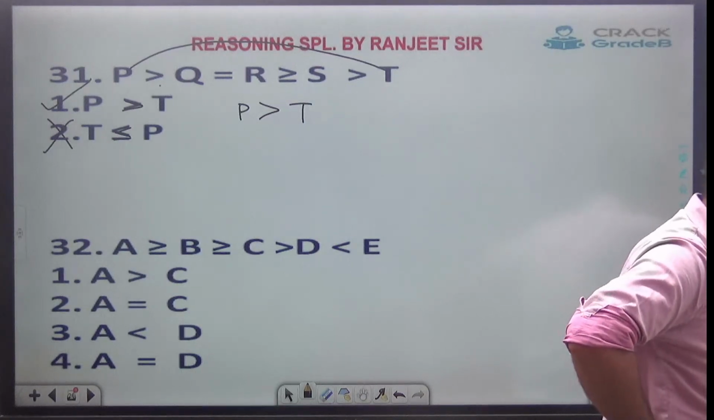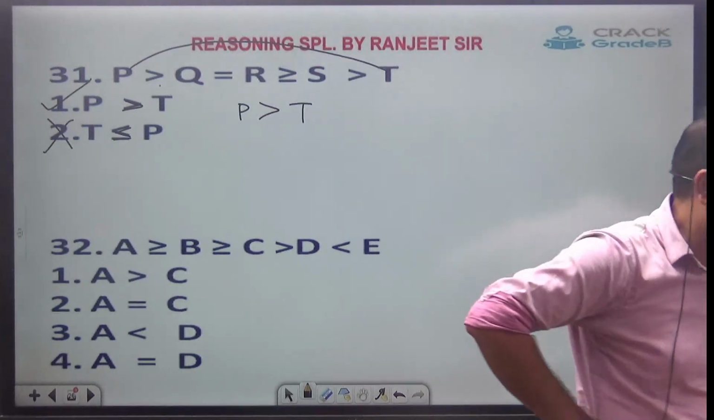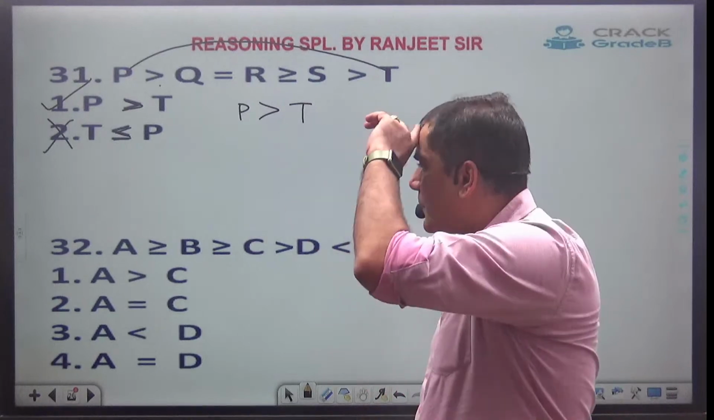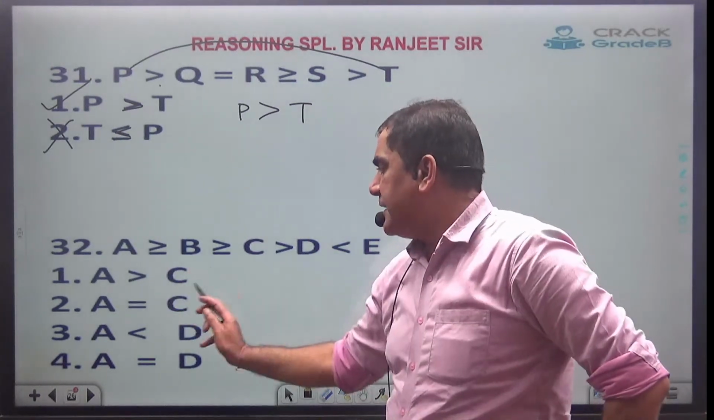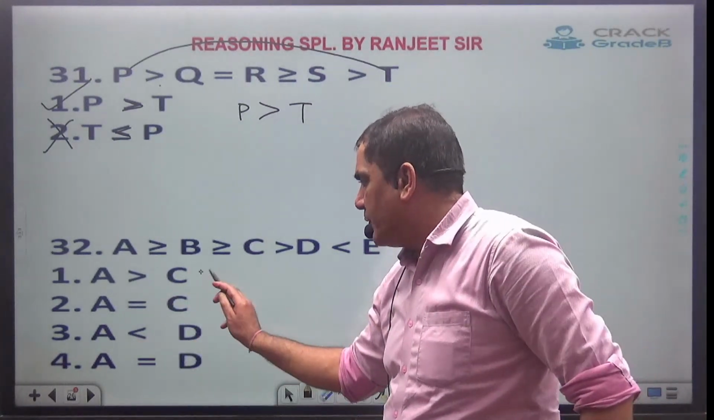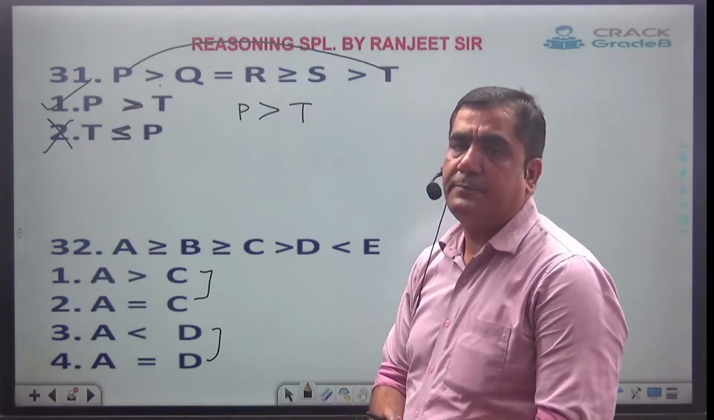Yes, first is correct. Now let's see question number 32. Here what they have given: AC, AD. I will go for either or separately.